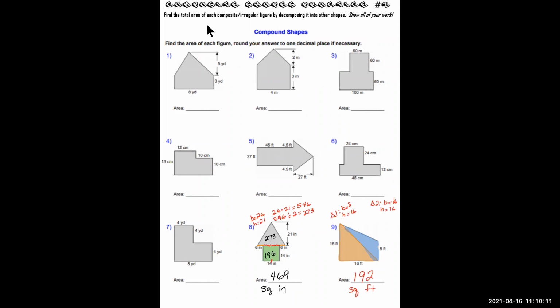So now let's solve for the area of the blue triangle. So I have 8 times 16. Remember, base times height is 128. And since this is a triangle, now I take that 128 and I divide it by 2 and I get 64. So the area of my blue triangle is 64.